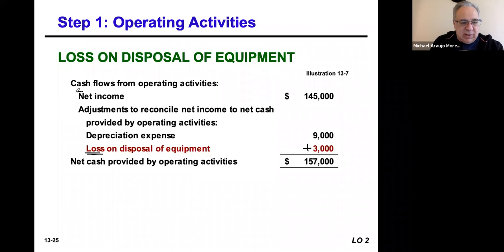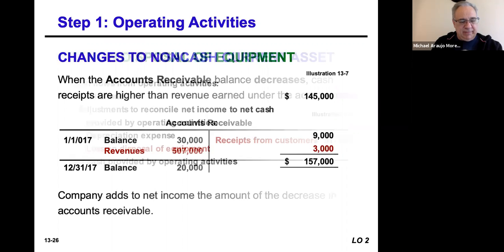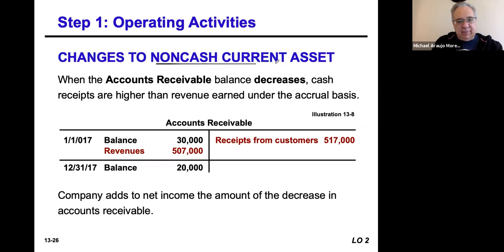Remember, this loss is already calculated here. I'm going to put it back. If it was a gain, it would be calculated here. We're going to take it out. That's all we're doing here. That's the reversal. Here's where it gets fun. What are the changes to certain current assets and current liabilities?